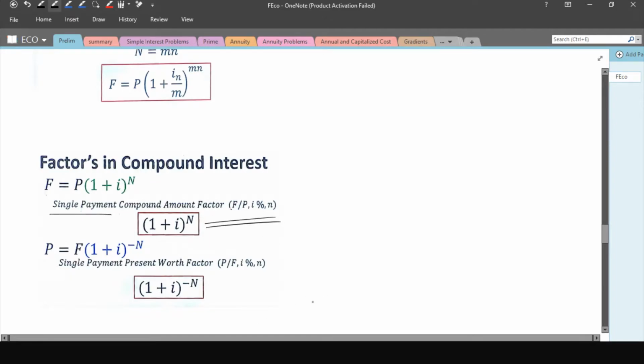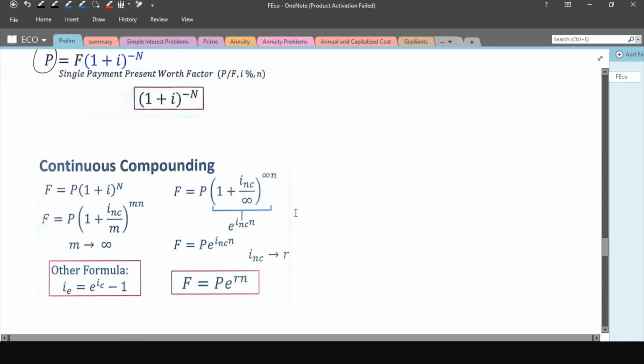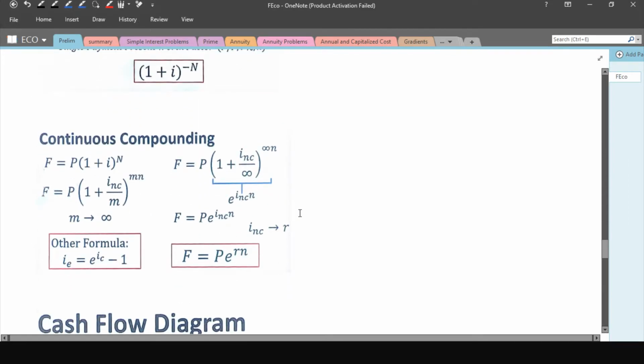If single payment present worth, that is on the present worth of the money. Okay? That is negative. Okay? Kabaliktaran. For continuous compounding, walang katapusan na nagko-compound yung iyong pera.